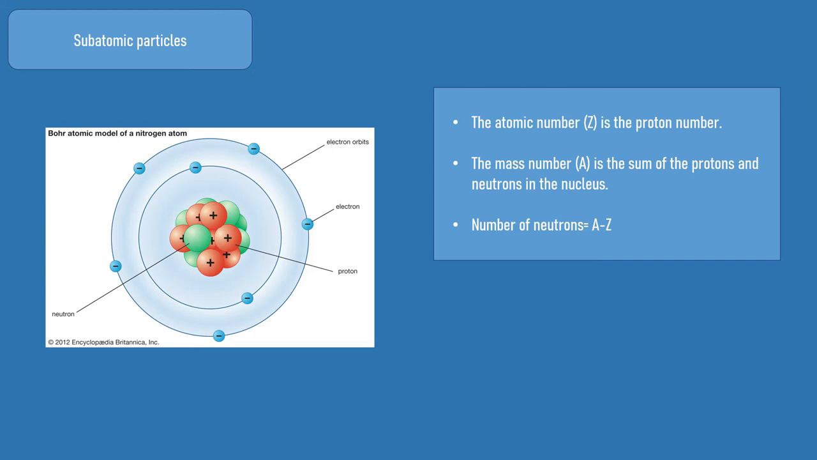In any element, the atomic number shows the number of protons an atom has in its nucleus, and the mass number shows the number of protons and neutrons added together. We can also calculate the number of neutrons by subtracting the atomic number from the mass number.